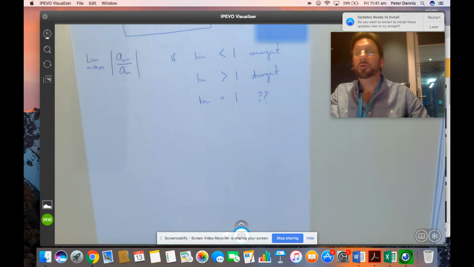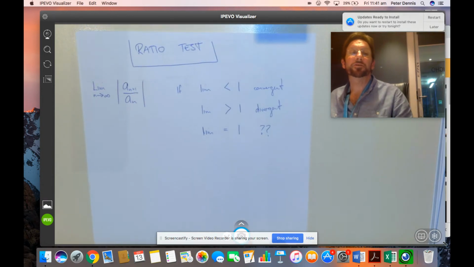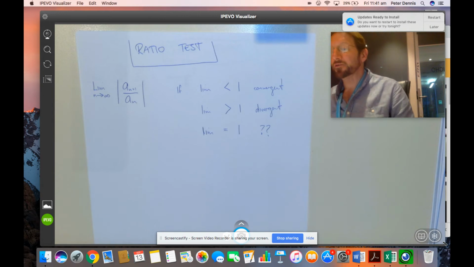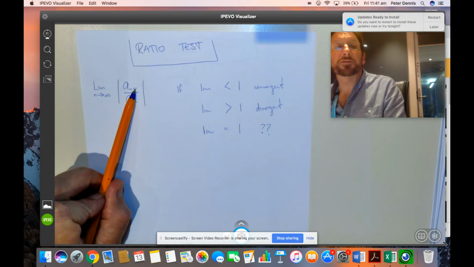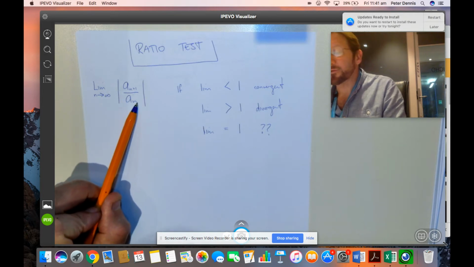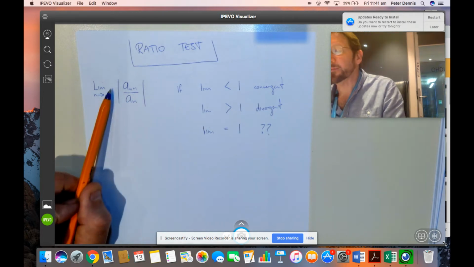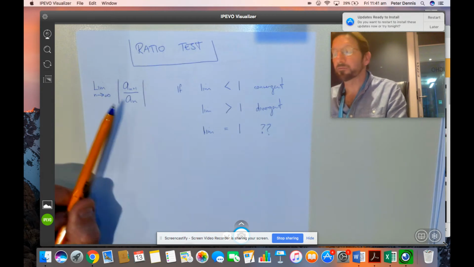We're going to look at the ratio test. And just remember the ratio test. In this ratio test, we are looking at the n plus 1 term divided by the nth term, and we're looking at the limit of that as n goes to infinity.